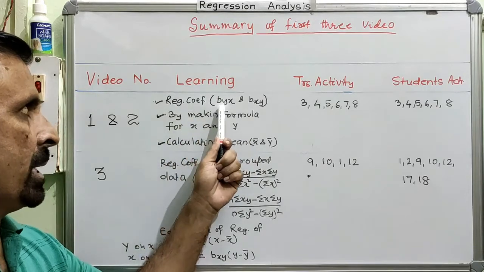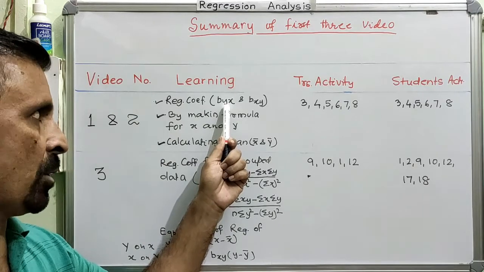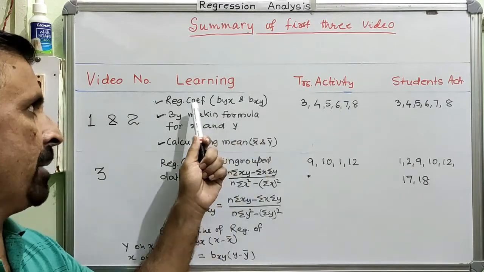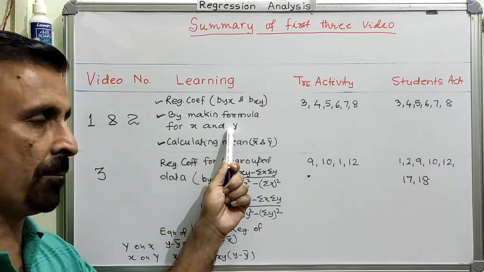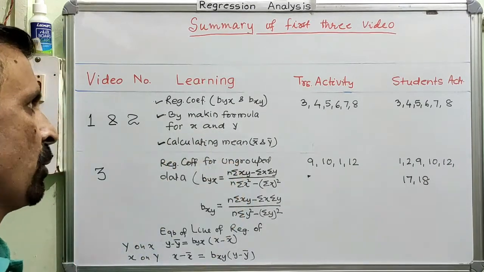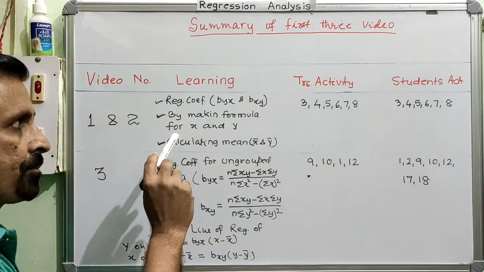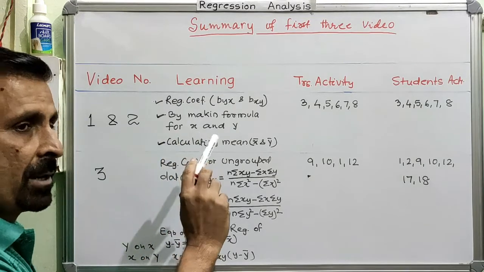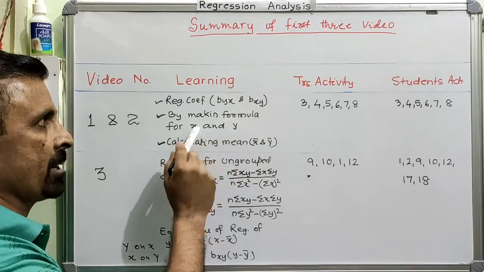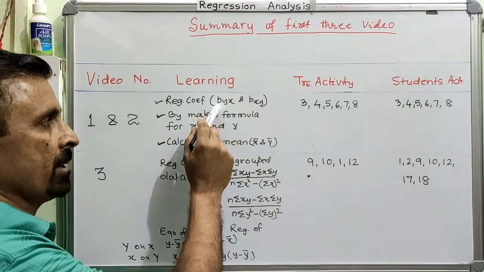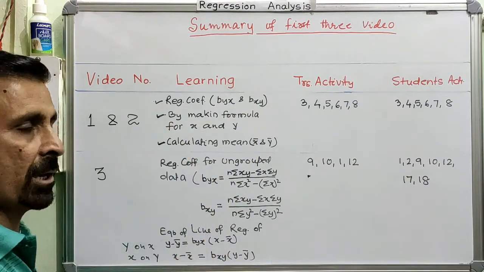In the first video we learned calculating the two regression coefficients byx and bxy, and this we calculated by making a formula for x and y. So in the first two videos you will notice that we always used the equation, the line of regression, for making a formula for x and for y. By making a formula for x and y, we calculated the regression coefficients bxy and byx, from the coefficient of x and y.